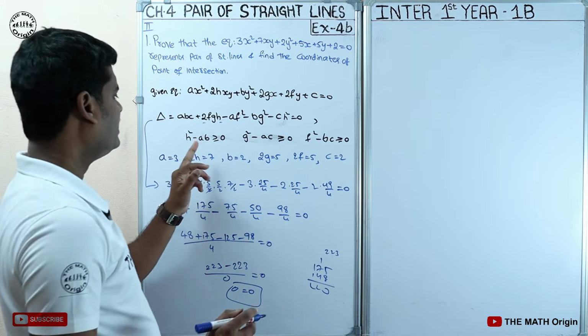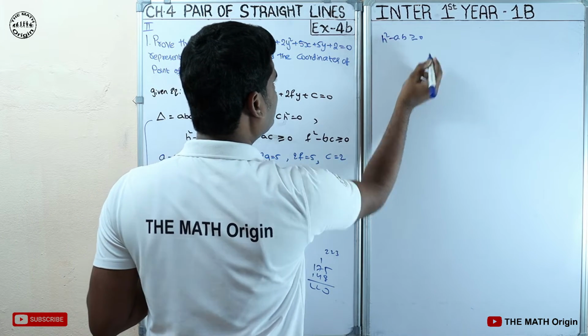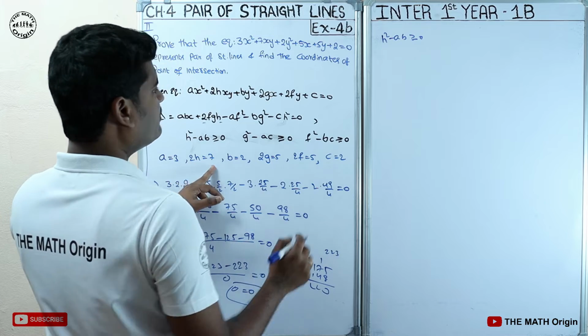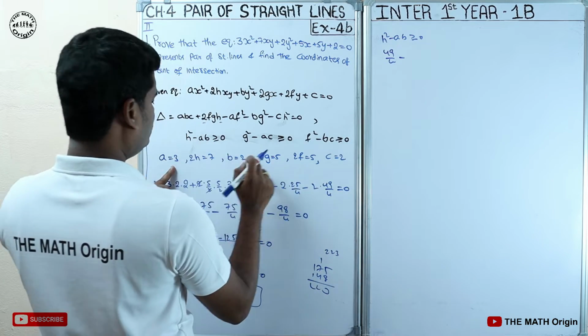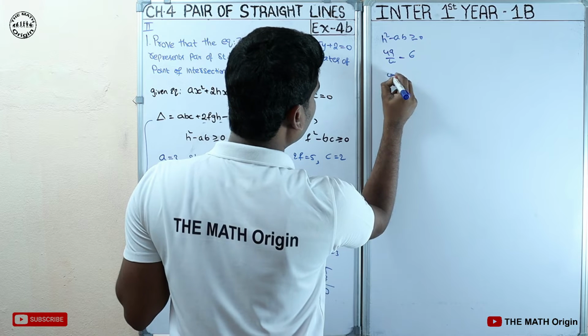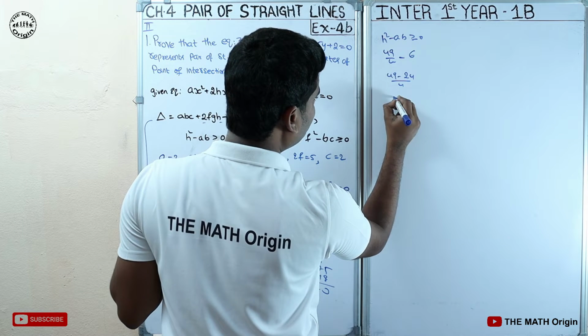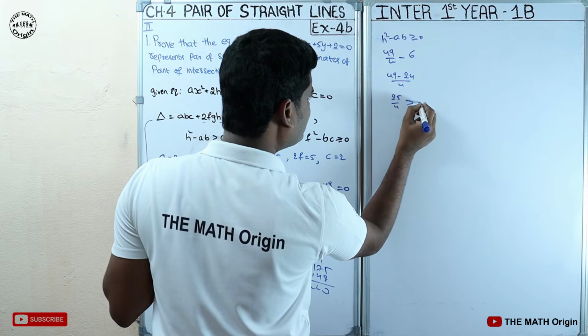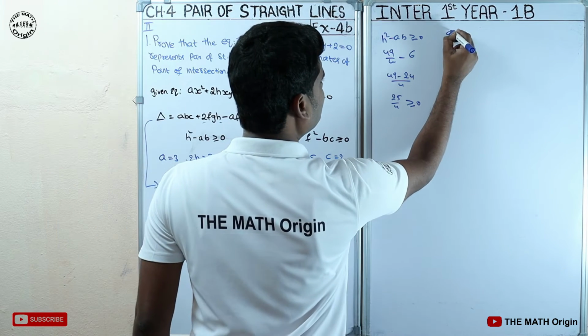Now the next condition, h² minus ab should be greater than or equal to 0. h² is 49 by 4 minus ab, which is 3 into 2, which is 6. So 49 minus 24 by 4, the value is 25 by 4, which is greater than or equal to 0. Proved.